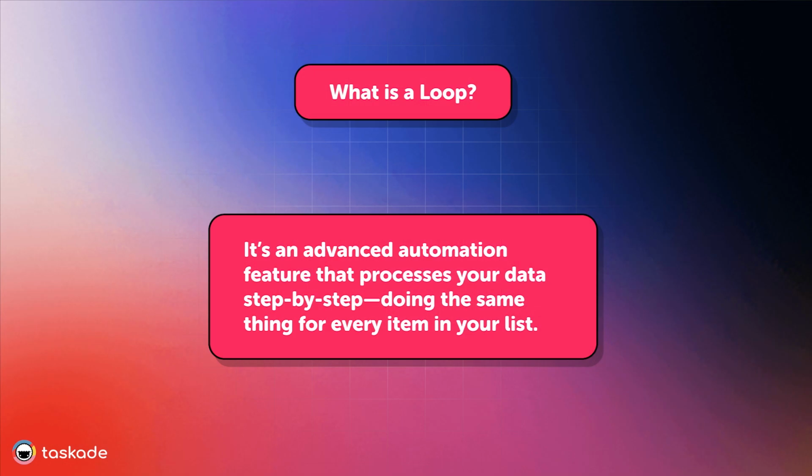Hello everybody, today's tutorial is all about loops and how they work in Tuscate automations. We're going to break it down step by step so you can see exactly how to use loops to save time on repetitive tasks. So, what is a loop? A loop lets you run a set of actions for each item in a list automatically.